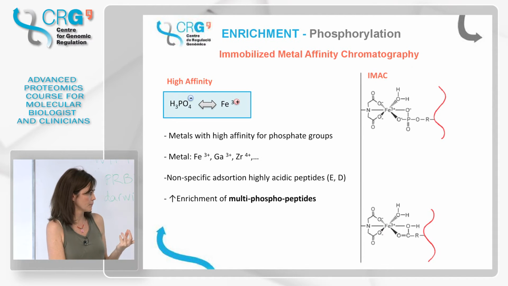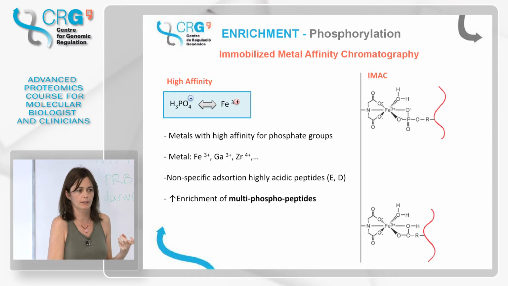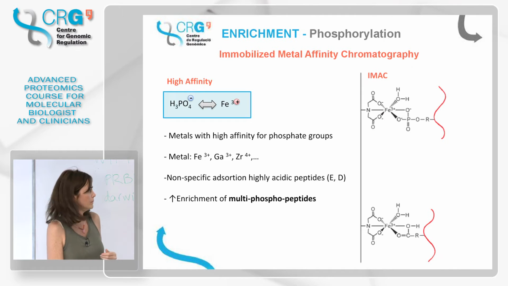One thing that happens is that when we have acidic amino acids in our peptides, they can also be a little bit enriched, or at the same time, if our peptide is very basic, meaning it has lots of positive charges, maybe it's going to be harder to enrich, because it's all based on charge attraction. And in general, it's easier to enrich for multiphosphorylated peptides.